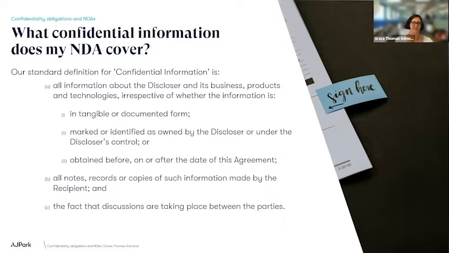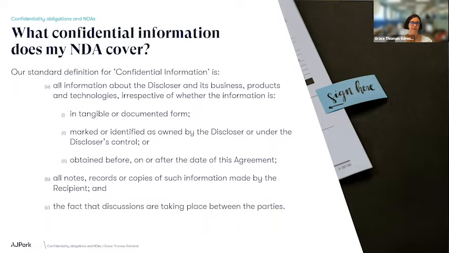So all information about the disclosure and its businesses, products and technologies. That's pretty broad. We cover confidential information whether it's tangible or not. Sometimes someone drafting a more narrow NDA will limit it to information that is disclosed in writing. That would mean you weren't covering anything disclosed orally. So that's one thing to look out for. If you're doing all your communication by email, that might be fine. But if you're having conversations where you might be disclosing information, then you want to make sure that's covered by your NDA.